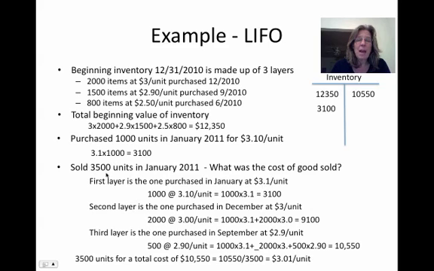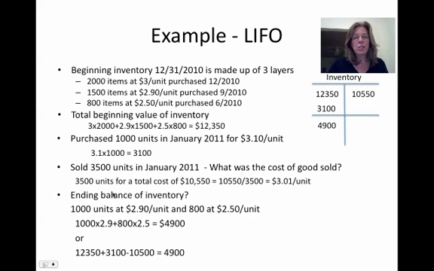But we're actually selling 3,500, so we need to go to the next layer, which are those bought in December. There's 2,000 of those at $3 a unit, and that's still not quite 3,500. We have to take another 500 out of this 1,500 item layer, which is at $2.90. So that gives us a total cost of goods sold of $10,550. That's where I have this number here as a credit to the inventory. And on a per unit basis, it would be $10,550 divided by 3,500.